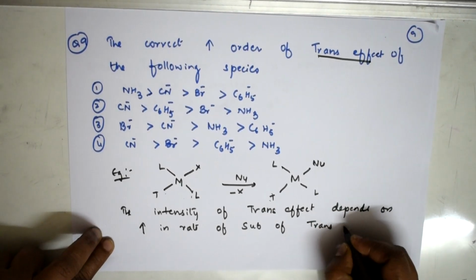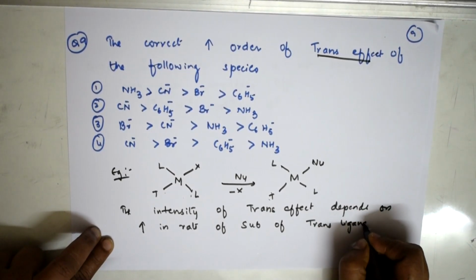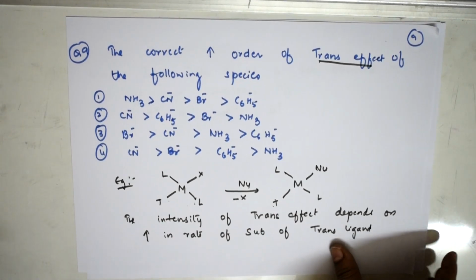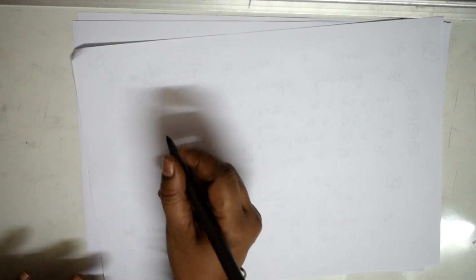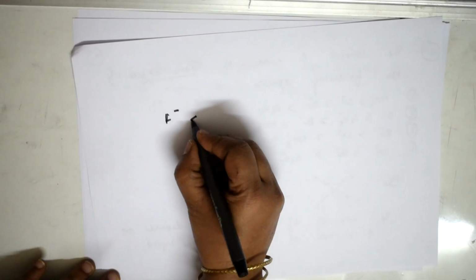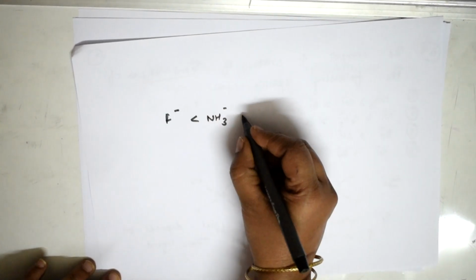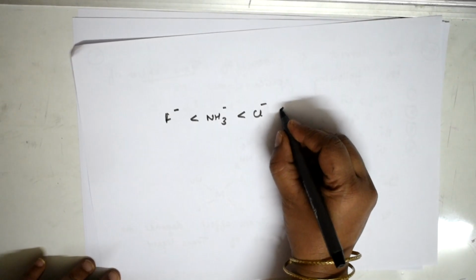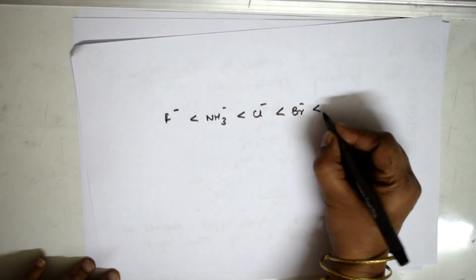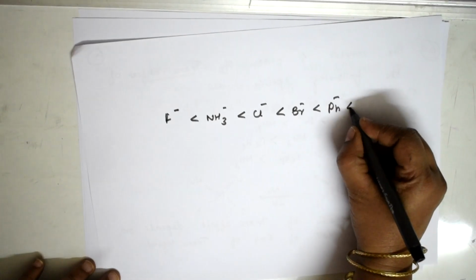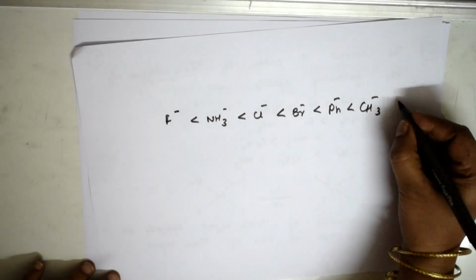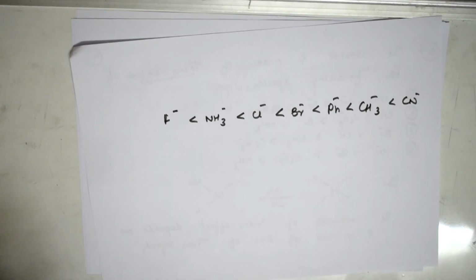Okay, what is this? What is the order? Remember, the order is basically, just see, I'll write it on the next page. The order is F⁻ < NH₃ < Cl⁻ < Br⁻ < PH₃ < CH₃⁻ < CN⁻. One more thing also I'll give you.